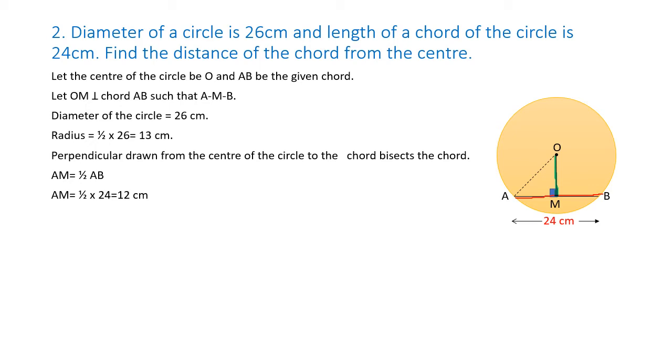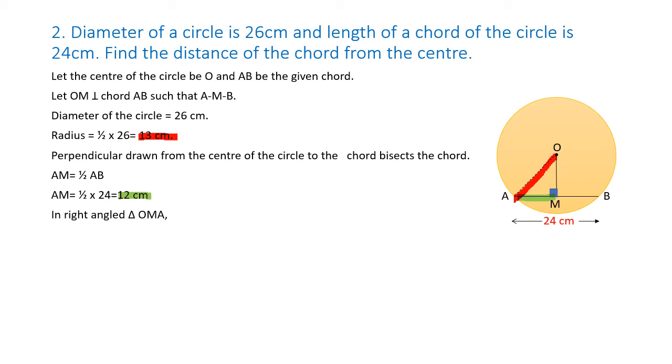So right now, what have I got, children? If you look in this figure, let me highlight it. We have got OA, which is half of the diameter, which is 13, which we have got from here. Secondly, we have got half of this chord, which is 12 centimeter. So we have got this as 13 and this as 12, and we have to find out this length of OM.